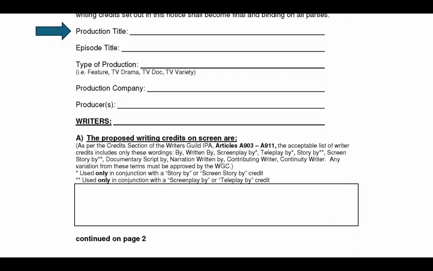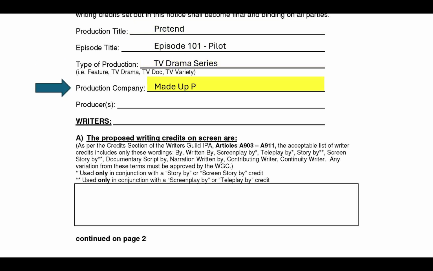In the first two blanks, go the name of the production and the episode if applicable. On the third line, list the type of program, as in drama series, feature, or documentary. Then indicate the name of the signatory production company, that is, the entity that issued the contracts. Then name any producers responsible for the production.